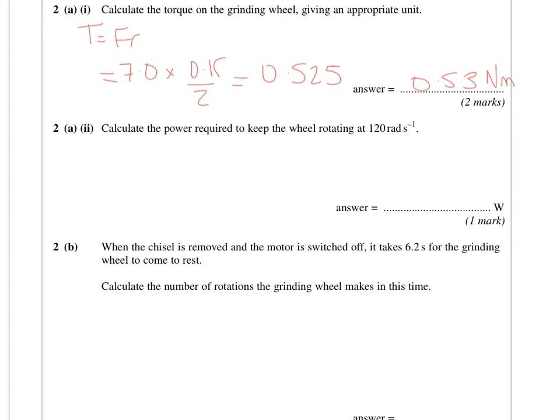Calculate the power required to keep the wheel rotating at 120 radians per second. So power is the torque times the angular speed. So that's going to be 0.525 times 120. So let's multiply that answer by 120, which gives you 63 watts. I think if you use the 0.53 from the previous question, you get 64, but using unrounded you should get 63.